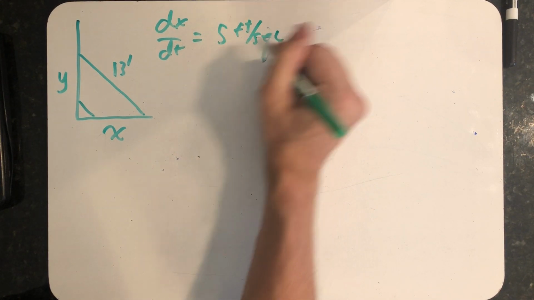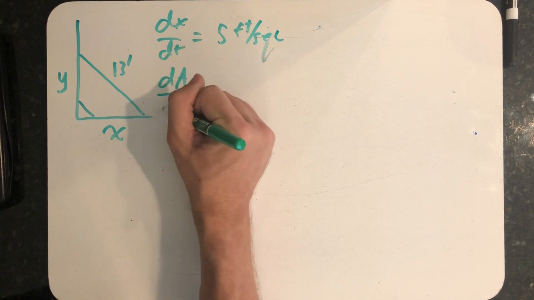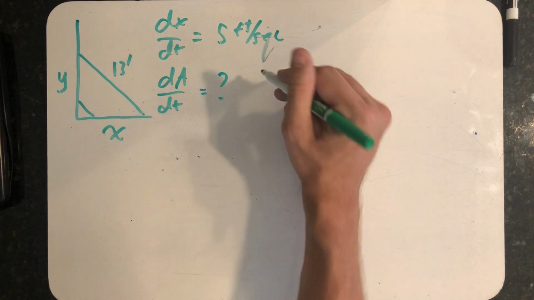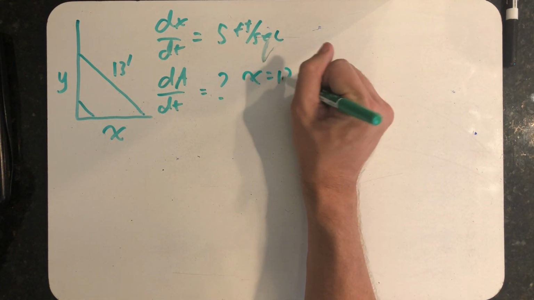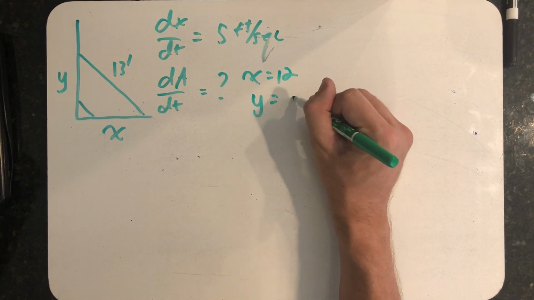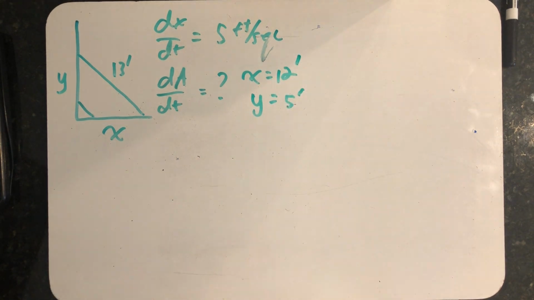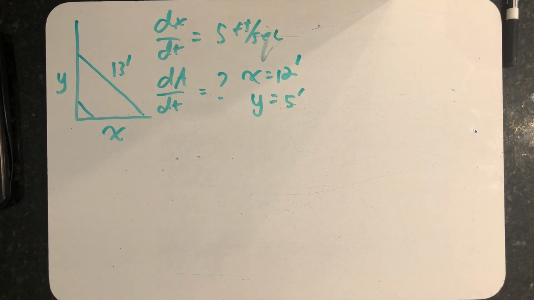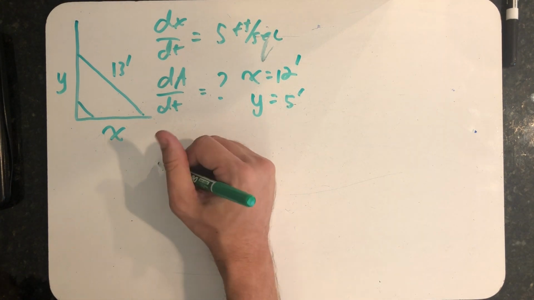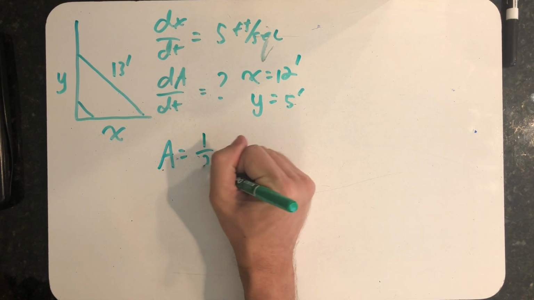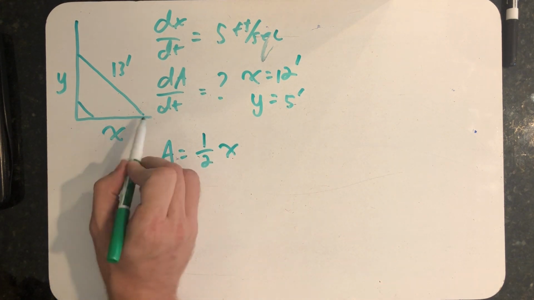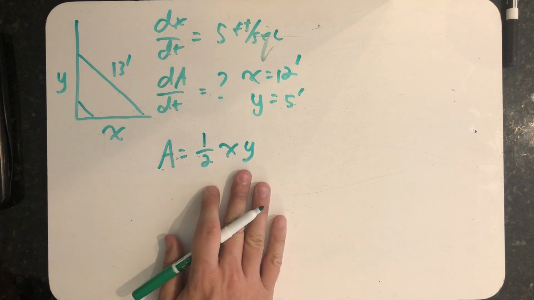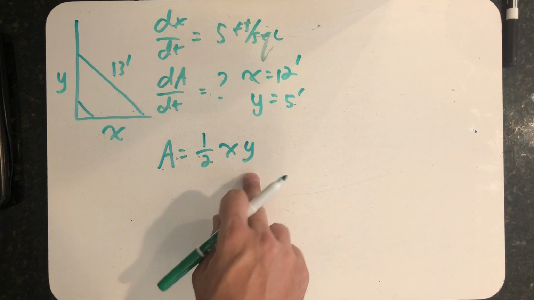And this time, I'm not looking for dy dt, I'm looking for dA dt, the rate of change of an area, at the same moment in time. So I know that's when x is 12, and based on my previous work, I know that y is 5 feet. All right, now I need to write down a formula for the area of a triangle. Well, the area of a triangle is 1/2 base times height. In this triangle, the base is x and the height is y. Area is 1/2 base times height.